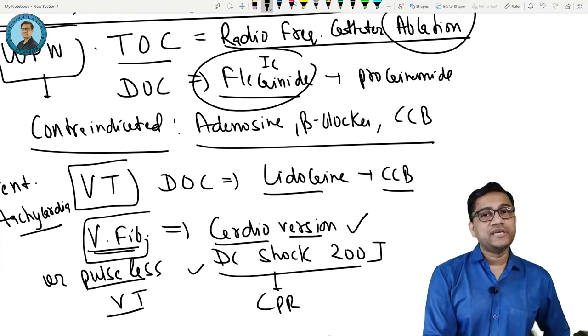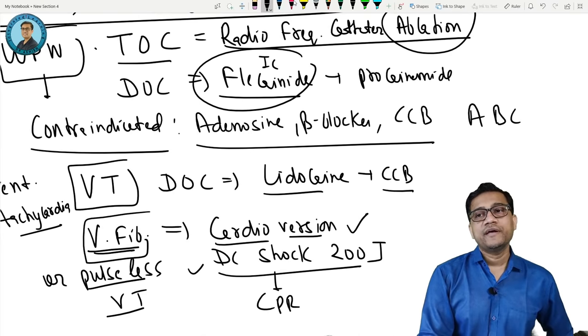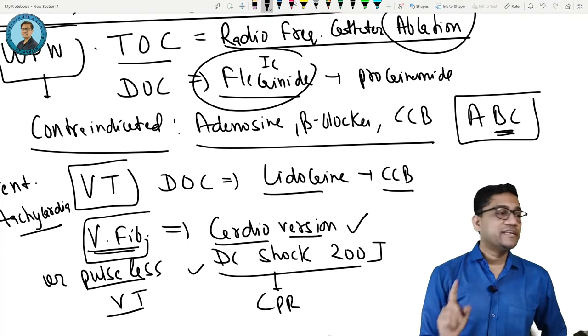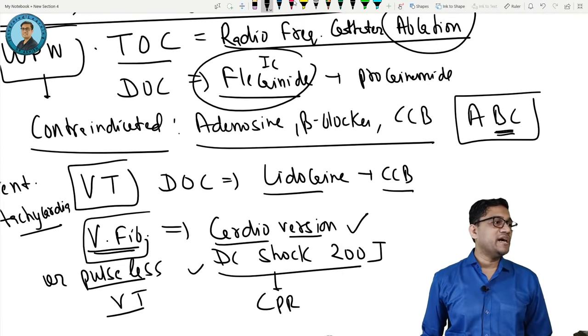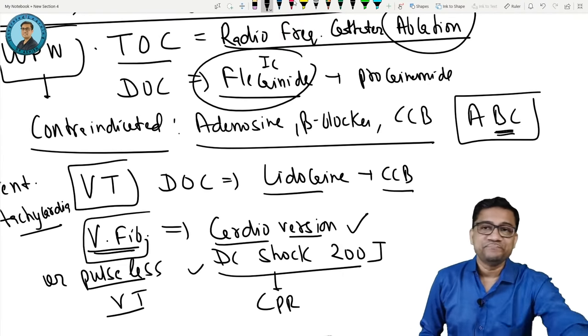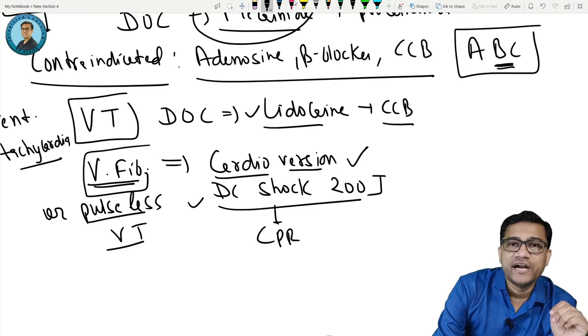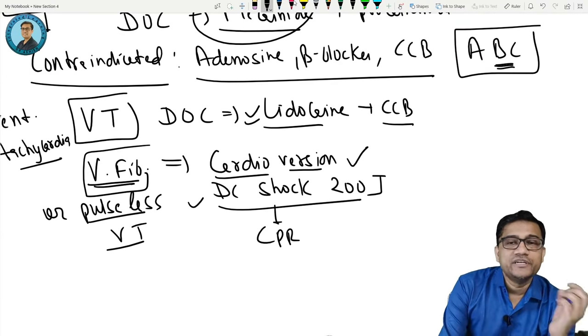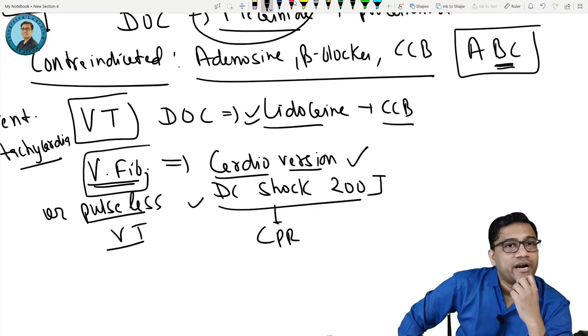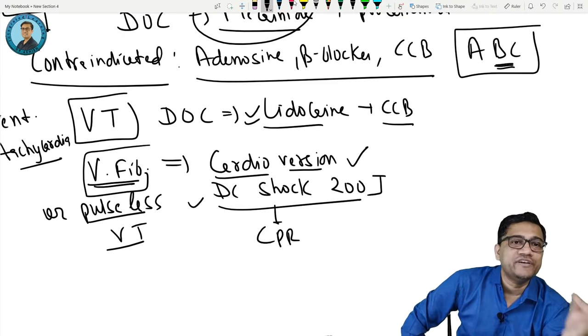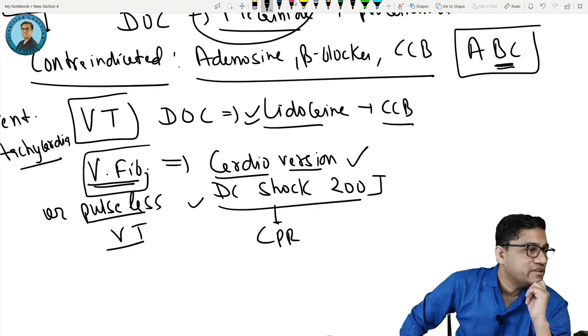Adenosine, beta blockers, CCB are contraindicated. Don't do ABC, it can cause BC, permanent BC. For tachycardias, lidocaine. For fibrillation, cardioversion. Now the question is, how do you differentiate VT, VFib and the rest? That we will see.